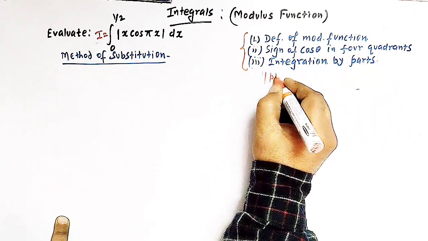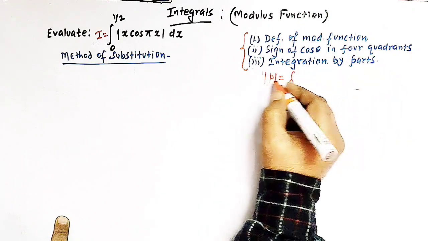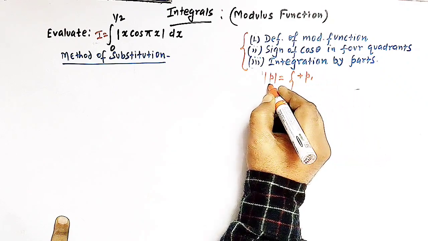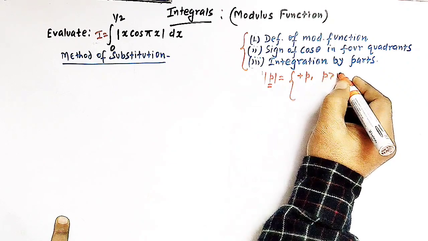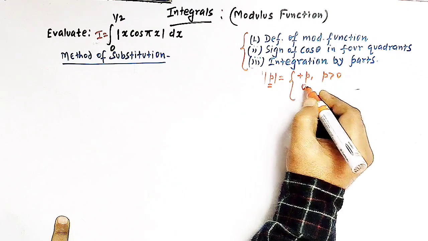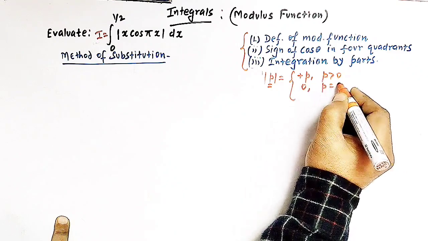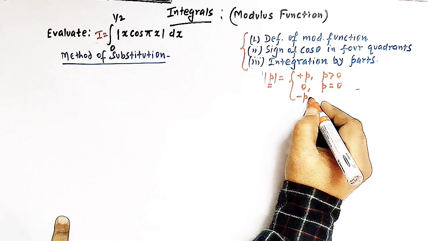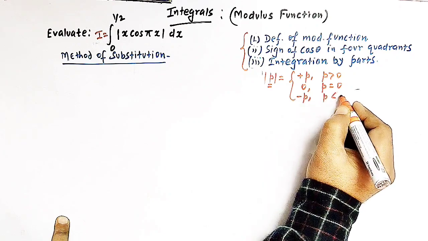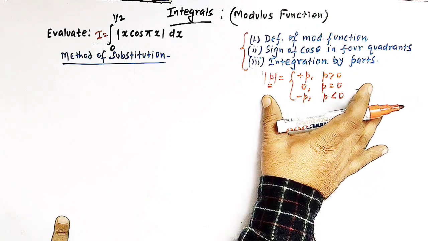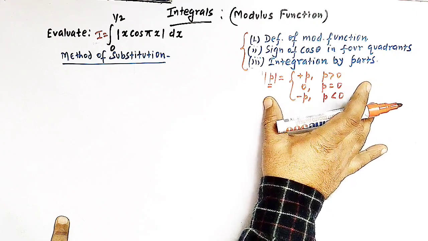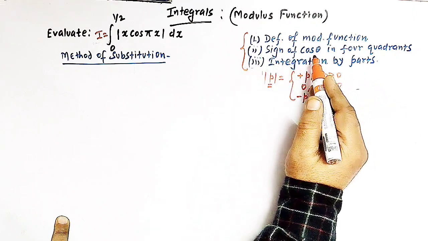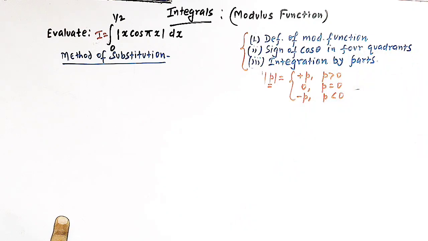See, the mod function is defined as mod of p is given by a positive p whenever this p is greater than 0, and mod of p is equal to 0 when p is equal to 0, and mod of p is equal to negative p when p is less than 0. So this is the definition of mod function, right? And the second one is the sign convention for cosine function in four quadrants.